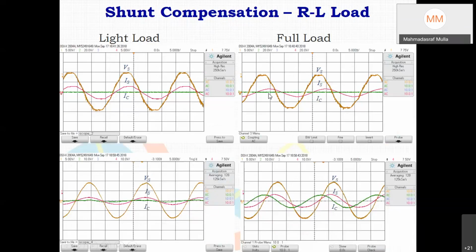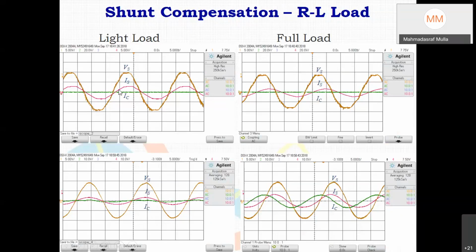Okay. Now some test results. So for example, when this shunt compensator was tested with RL load. So only one bank is on. So small lagging current. So there you can see this is before compensation. So some lagging current it is drawing. And afterwards coming exactly in phase with voltage.